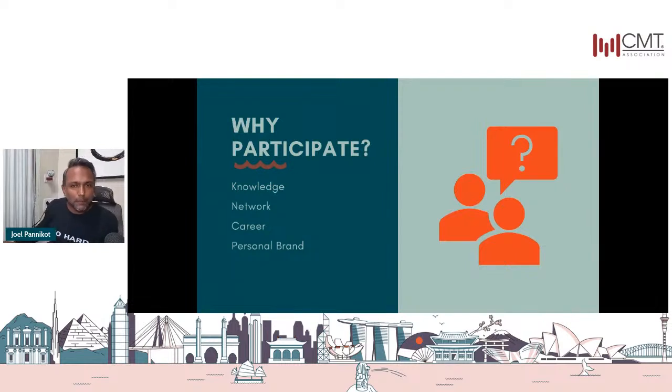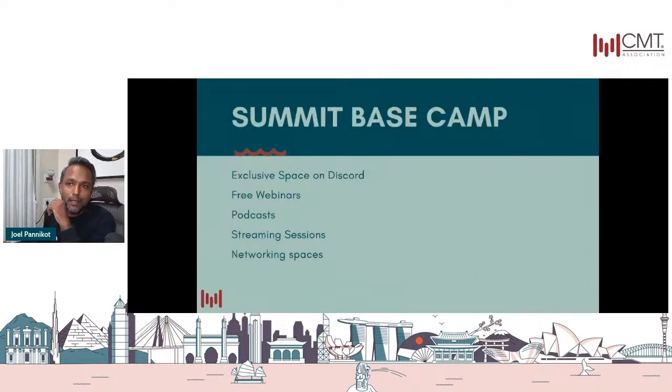So why participate? These are the four core pillars of the CMT experience: knowledge, network, growing your career, finding new career opportunities, and building your personal brand as well. The Summit Basecamp is yet another opportunity that we've created for this. Like I mentioned on Discord, we're seeing a lot of excitement, not just for the summit and the Basecamp, and we're seeing folks join. We already have more than 3,500 members there, all interested in and fascinated by the markets and talking about it from a very mature, responsible lens.